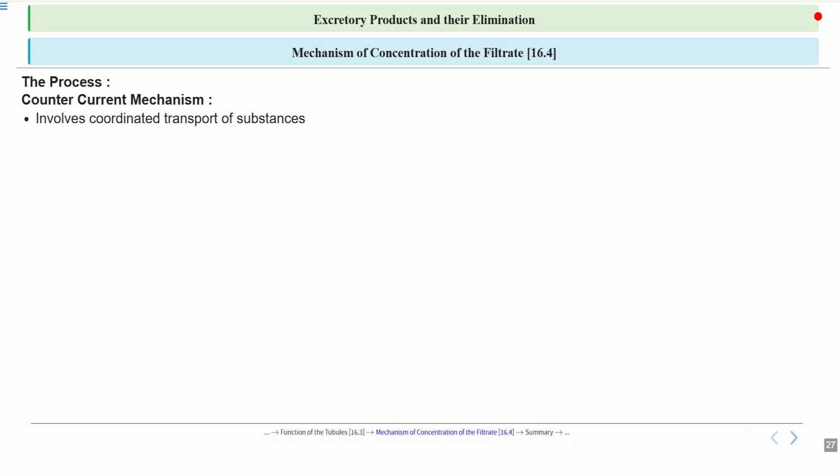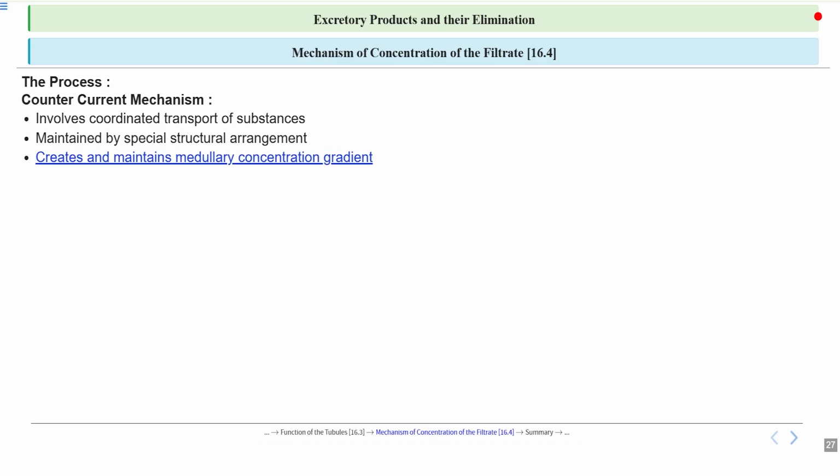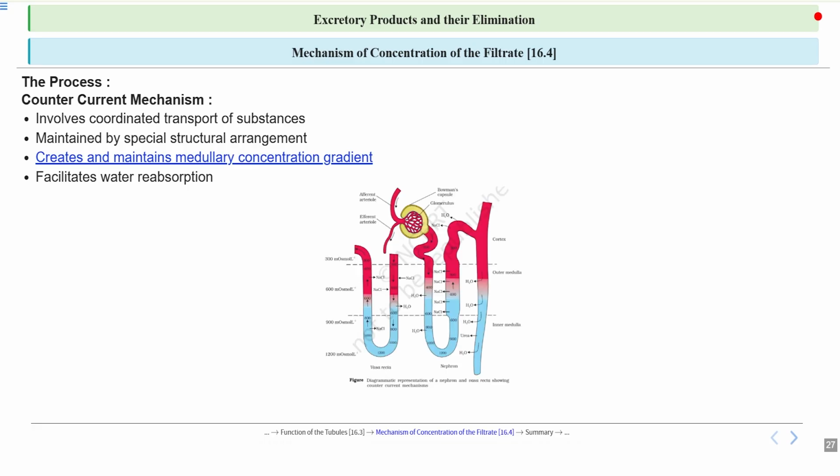Let's talk about the countercurrent mechanism in detail. It involves coordinated transport of substances, and it is maintained by a special structural arrangement. What it does is create and maintain a medullary concentration gradient. Fourth, it facilitates water reabsorption. So you can see these are four main important components of the countercurrent mechanism.